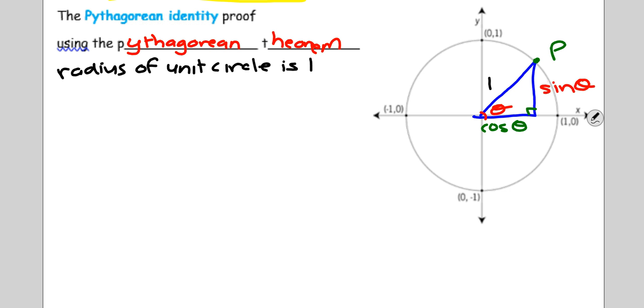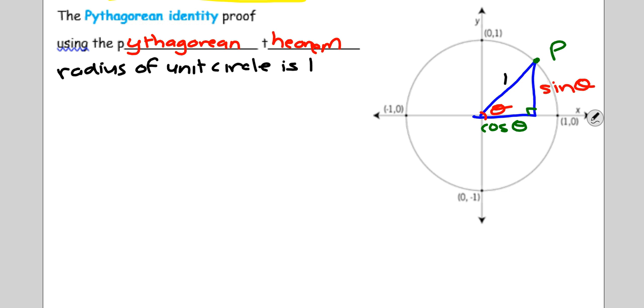Yeah, that's a 1. So don't forget the little 1 on there.